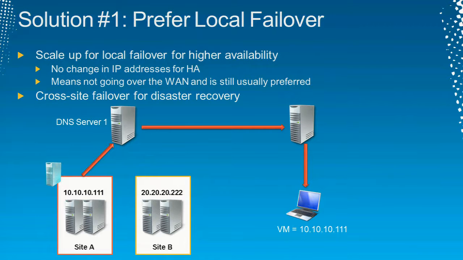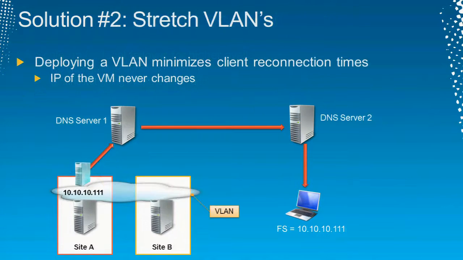Number one, try to prefer the local failovers. One way of doing it is to use the preferred owners of the cluster. When you define your resources, associate your preferred owner list to the VM so that the failover happens locally, so that when a failover happens, the IP address doesn't get changed. The alternate option is to stretch the VLAN so that you have one subnet across two sites. The IP address of the VM never changes.